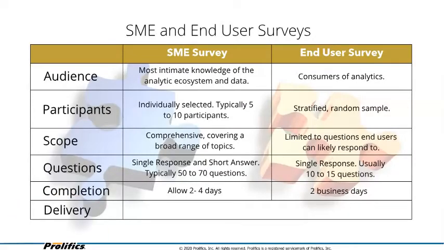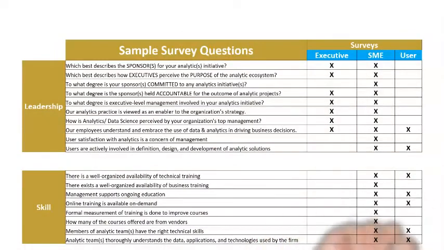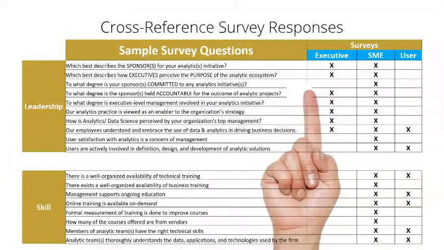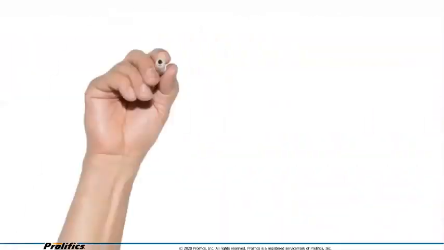All surveys are delivered online. The analysis of all surveys used in CAMA includes a cross-reference of survey responses. To that end, several similar questions are asked to different user communities. This is done to provide a means of comparing and contrasting opinions between executives, subject matter experts, and end users.